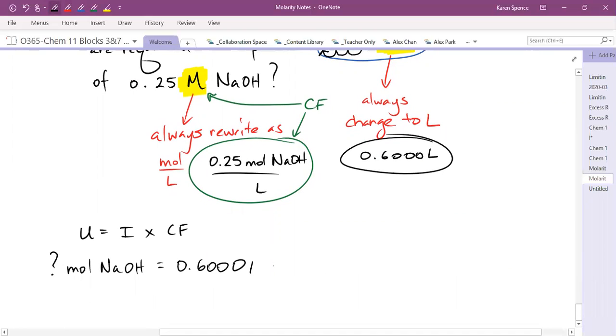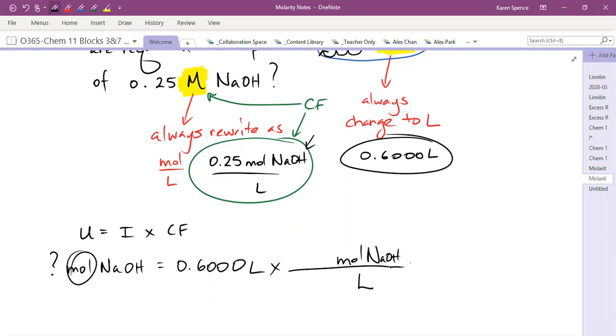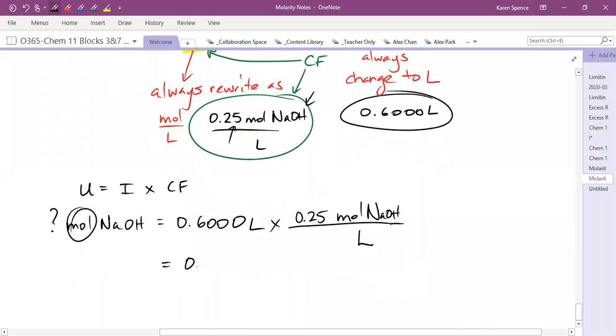And our conversion factor, we just have to figure out whether we want it right side up or upside down. We do want to cancel the liters, so it should go on the bottom. And we do want to have moles on the top because that is what we're looking for. And remember, do not use 22.4 because this is not a gas at STP. If you don't see gas in the question, if you don't see STP in the question, do not use 22.4. So we're going to use our 0.25: there are 0.25 moles of NaOH per liter. We do that, and we get 0.15 moles NaOH.